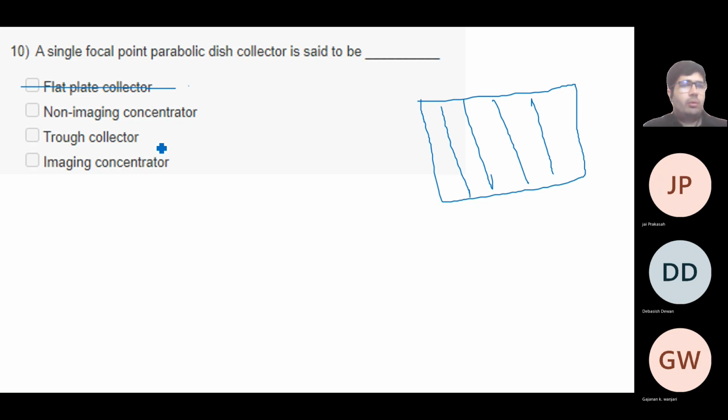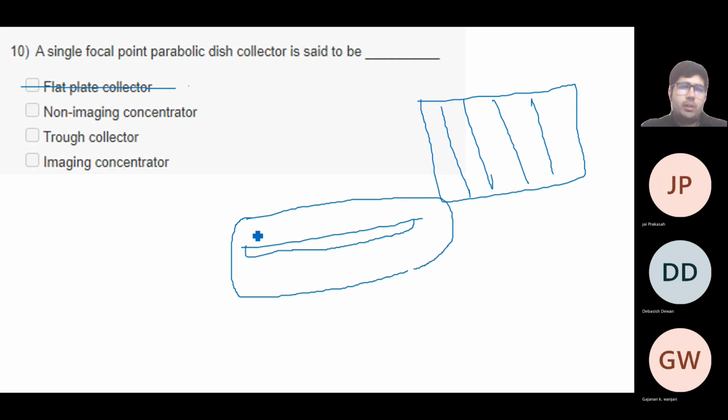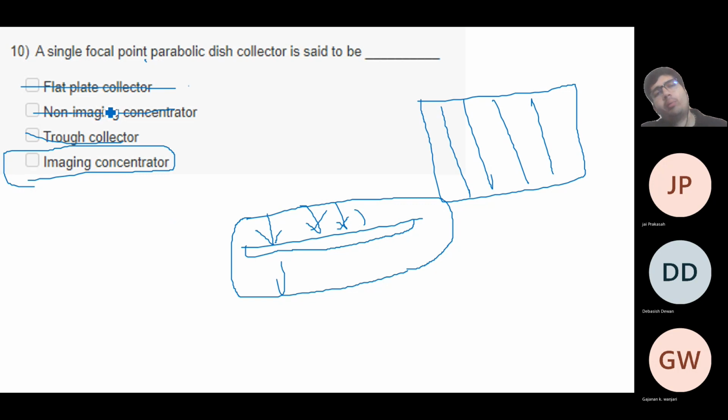Non-imaging concentrator, no. Trough collector, no, because in a trough collector we have seen that there is a large surface. We are using a particular tube, not a particular point actually, with a structure like this, so that is focusing on a particular big area, not a particular point. It also cannot be correct. So what remains is imaging concentrator. Yes, a single focal point parabolic disc collector is said to be an imaging concentrator.